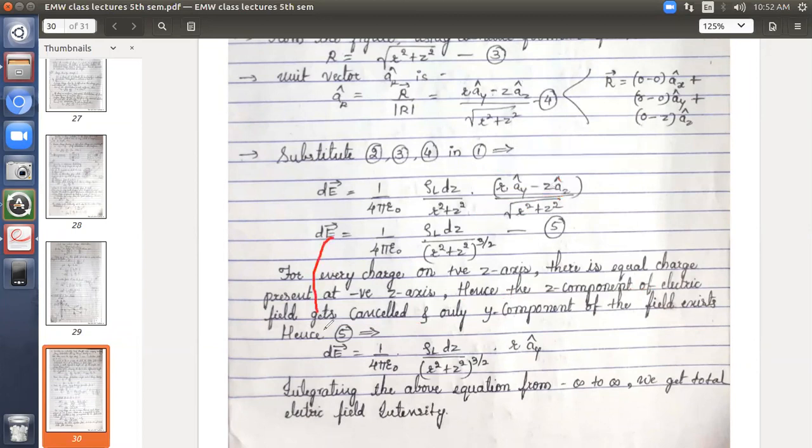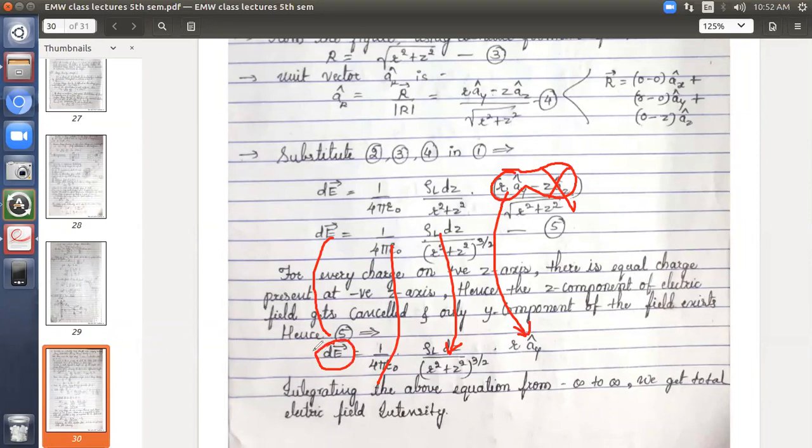dE is equal to 1 by 4 pi epsilon naught. This complete thing is the same. Out of this complete bracket, I have written only the first part. The second part is 0 because I don't get the z component of the field because of the symmetry. So this is a small value of the field.